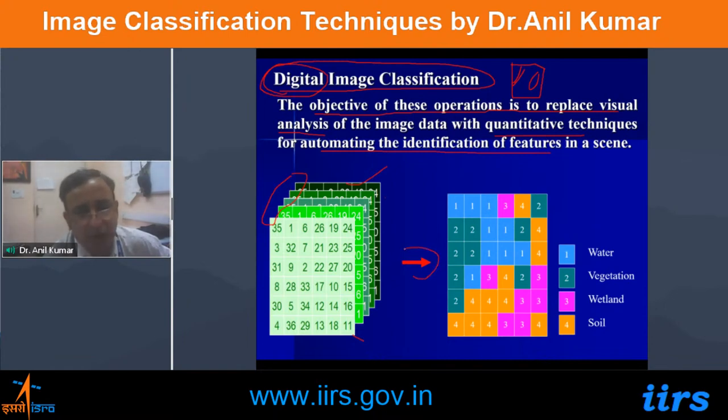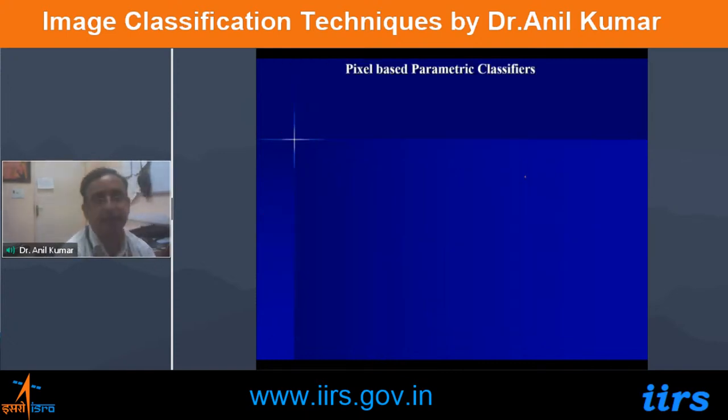So when we do processing, we are trying to get the classification, grouping the similar pixels. Here you can see water is labeled as 1, then vegetation is labeled as 2 in green color, wetland is pink, and soil is yellow, orange color. So here grouping has been done, and the original DN values have been replaced, and now it is a single band, a single layer, right? So this is the output you get.